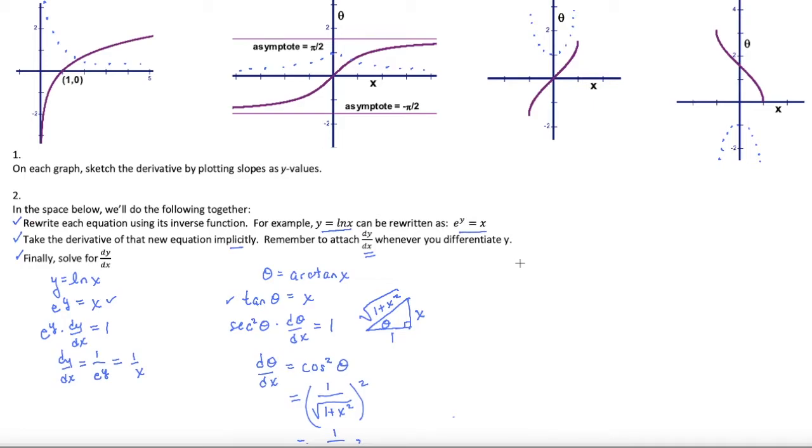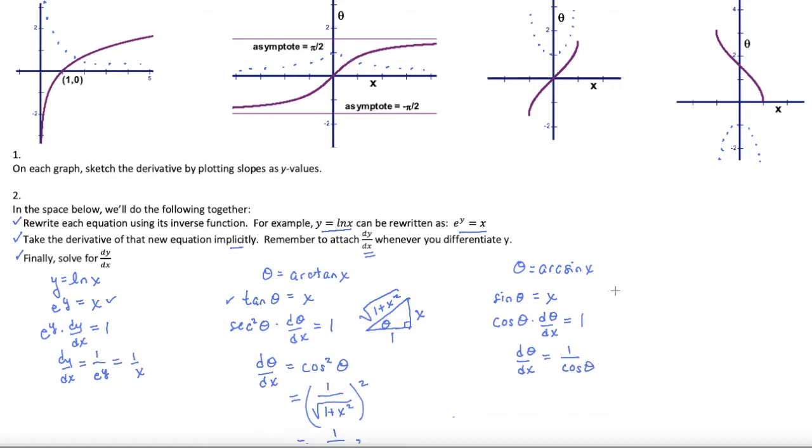And we're now going to look at theta equals the arcsine of x. I'm going to rewrite the equation as the sine of theta equals x. And then I'm going to take the derivative implicitly. So the derivative of sine is cosine. The chain rule says multiply by d theta dx. The derivative on the right is 1. So d theta dx is 1 over the cosine of theta.